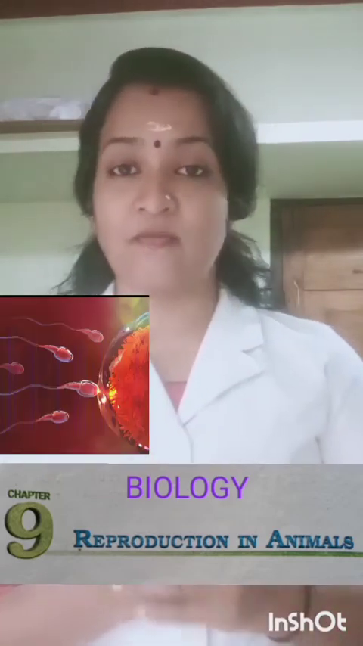In sexual reproduction, male and female produce their gametes. Male produce sperms and female produce ovum. Male can produce millions of sperms at a time, but female can only release one ovum. Fertilization means the fusion of male and female gamete.